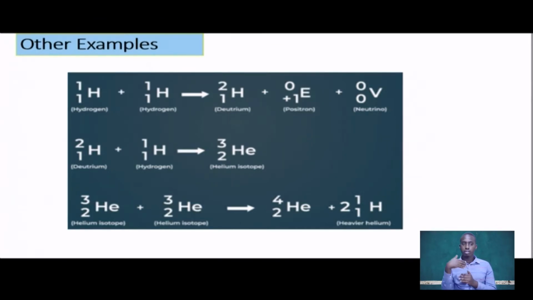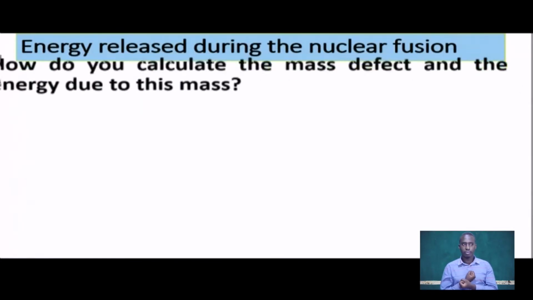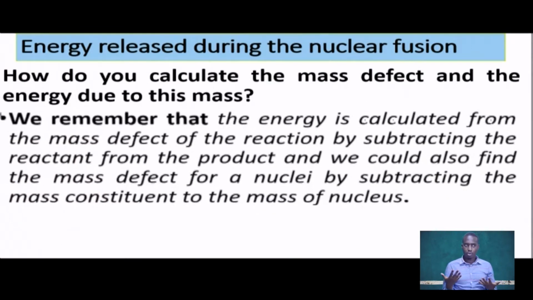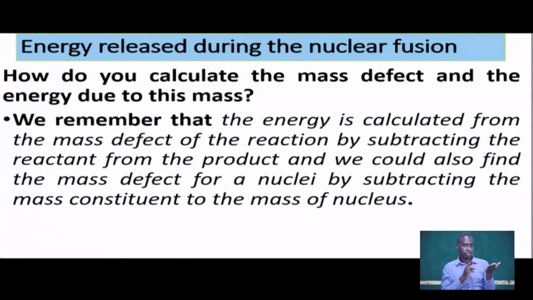These are the examples that you can understand. But this side here is what I want you to focus on, whereby the light nuclei combine to give the heavy one, which is of course helium 4. So then let's look at the energy released during the nuclear fusion. How do you calculate the mass defect and the energy due to this mass? I hope you all remember this. You remember how we calculate this mass defect, right?